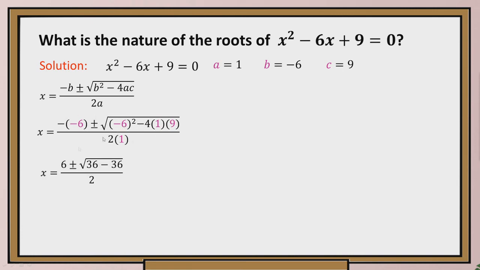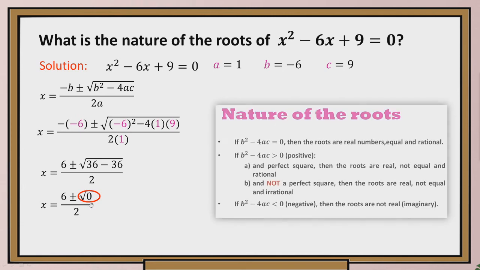The result of this is 6 plus or minus square root of 36 minus 36 all over 2. And to simplify further, we have 6 plus or minus square root of 0 all over 2. Now observe that the value of our discriminant is equal to 0. And yung sabi doon sa condition ng nature of the roots, if our discriminant is 0, then the roots are real, equal, meaning iisa lang, and rational.